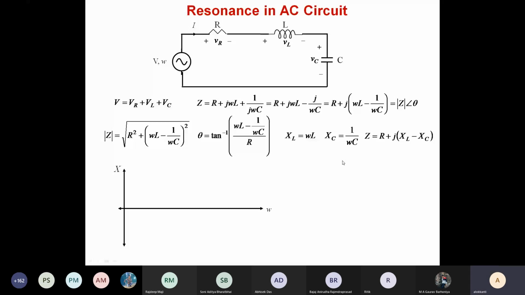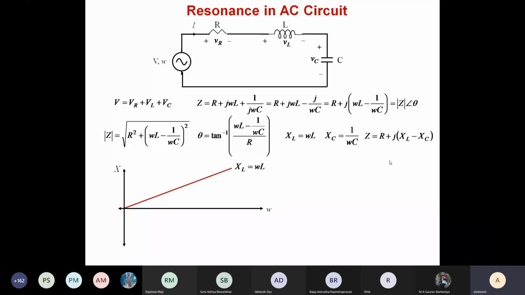So if we plot this now, if you plot XL in the X omega plane, you see the plane is X and omega. So on the Y axis it is the reactance and on the X axis it is omega. So in the XL omega plane it will basically look something like this.